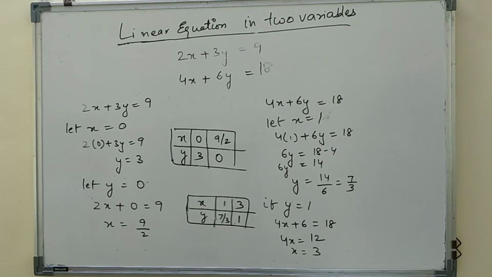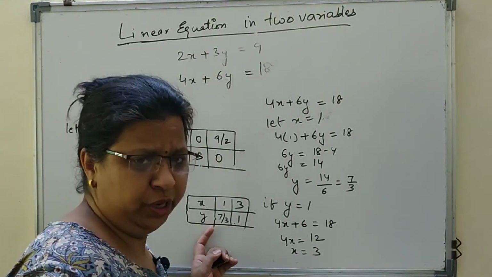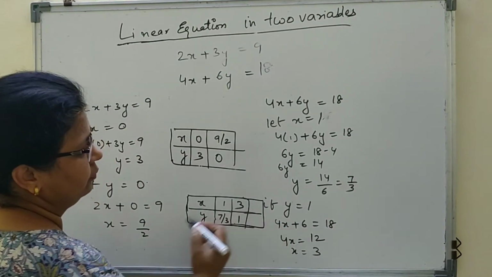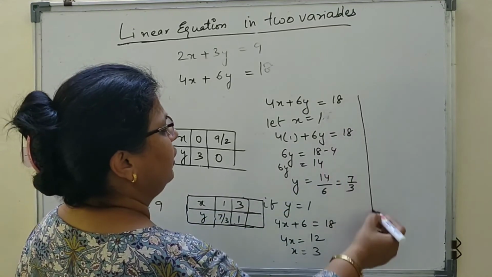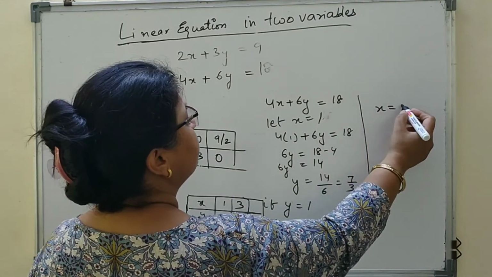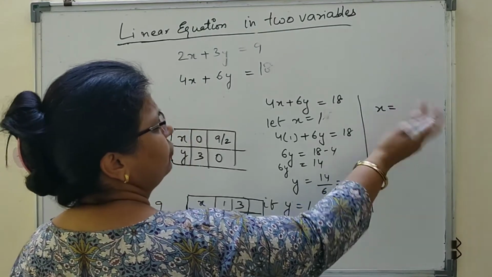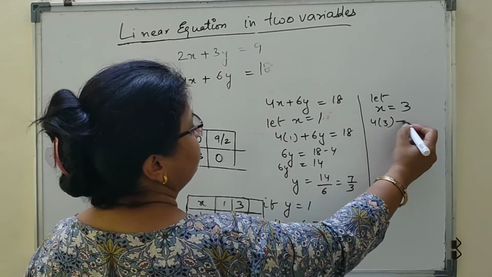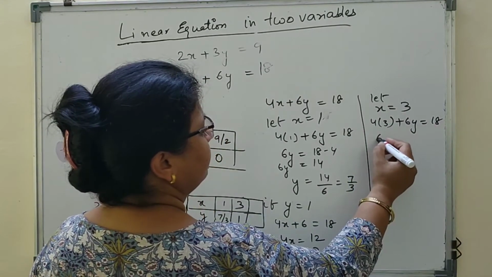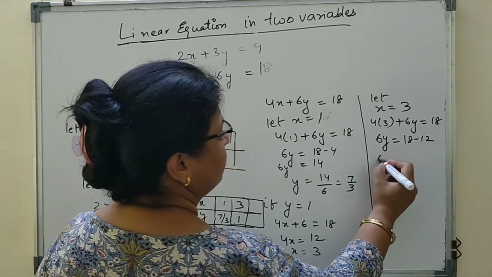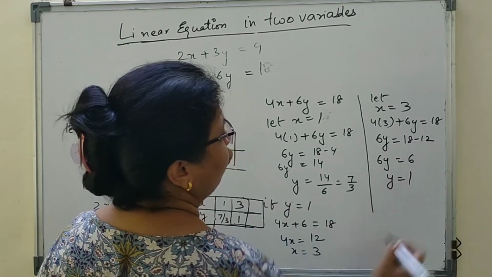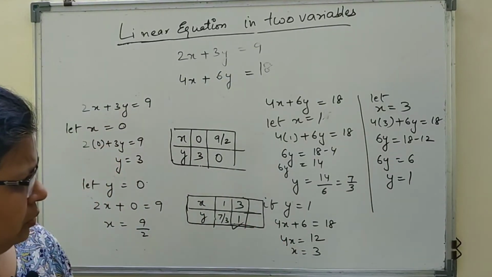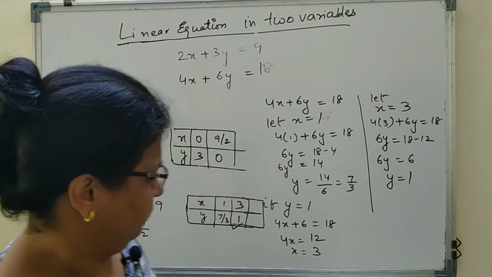Even I can take one more value, because see this value is 7 by 3. It's difficult to plot it on a graph paper. So we'll look for one more value. If we take x equal to 3, what will we get? y equal to 1. Hence, if my x value is 3, this value I already have. Okay, let's start with this only.